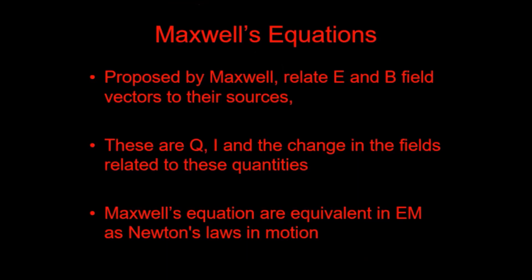So Maxwell's equations suggested that electric and magnetic field vectors could actually be put together, and you could describe light as an alternating electric and magnetic field. So he would look at charges and say, well, if you have some kind of current, the change in the fields relates to these quantities. So Maxwell's equations are fundamental to light the same way as Newton's laws are fundamental to our knowledge of motion.